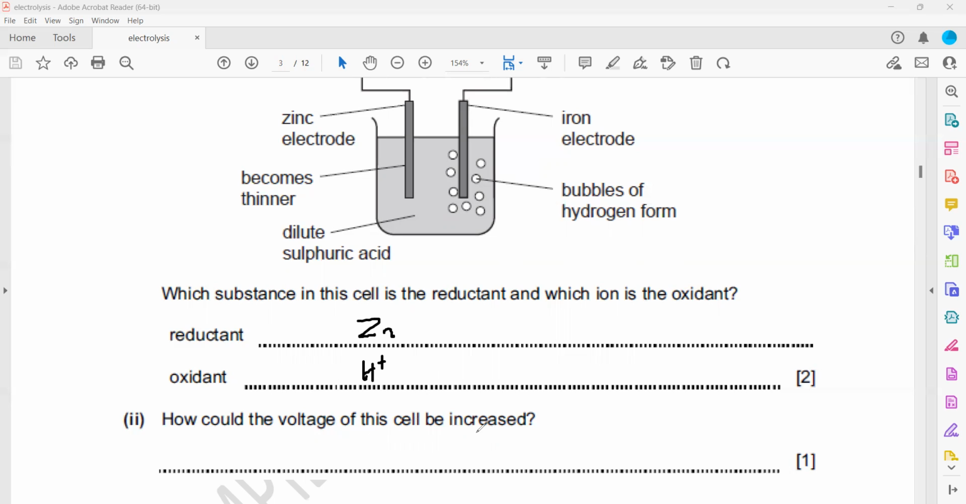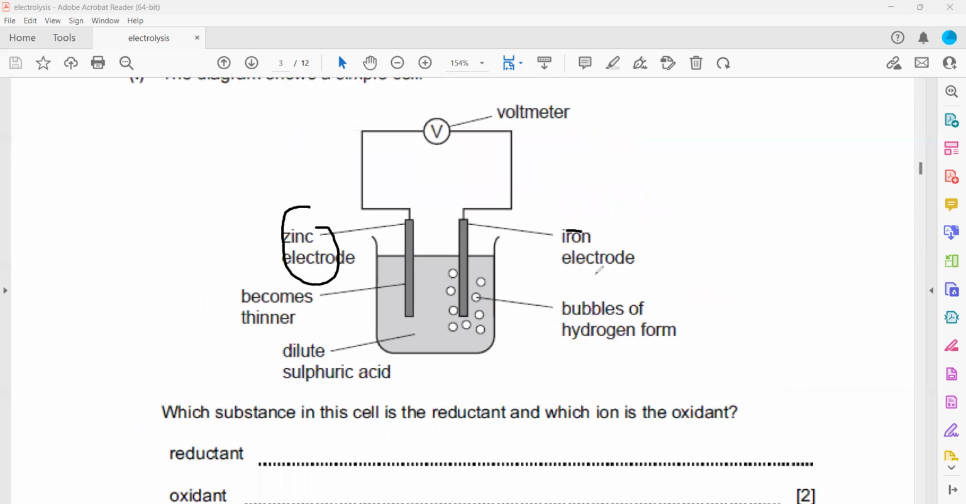How could the voltage of the cell be increased? I want to produce more voltage. What should I do? Here I'm using difference in reactivity. Yeah, so use two metals which have a greater difference in the reactivity.